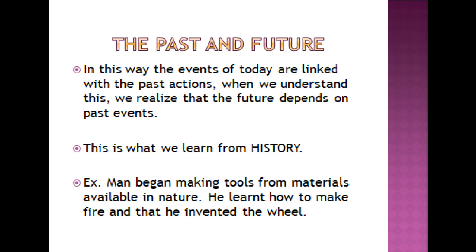If you look at the olden days, in the ancient time, the Stone Age, for example, man began making tools. Now, where did he get the material? He must have looked around. He saw some trees, some stones, some branches, some bones of an animal. So, man began making tools from materials available in nature. And that is how he learnt many things. He learnt how to make fire, and he also invented the wheel. As a result, now we have all vehicles, right, running on wheels. So, this is how man began to use things from nature to make things.